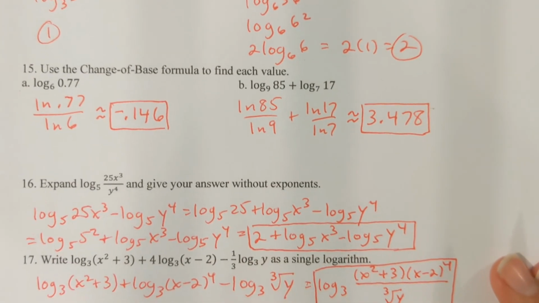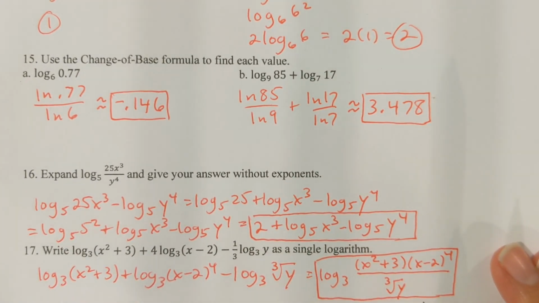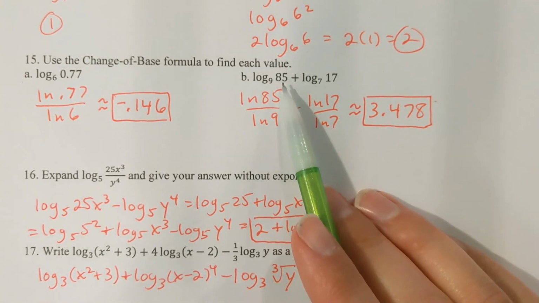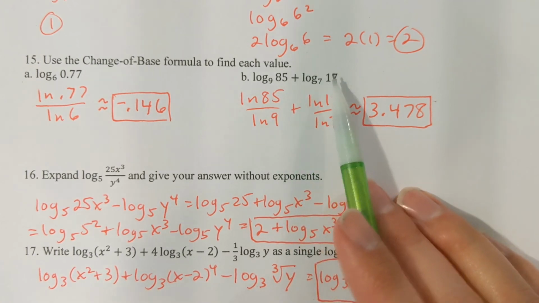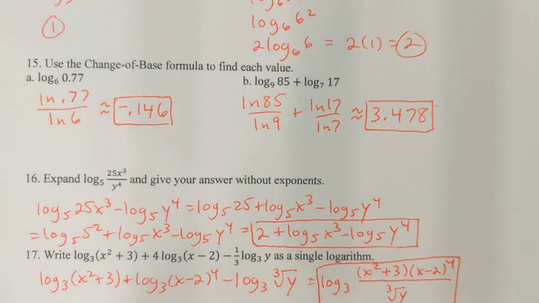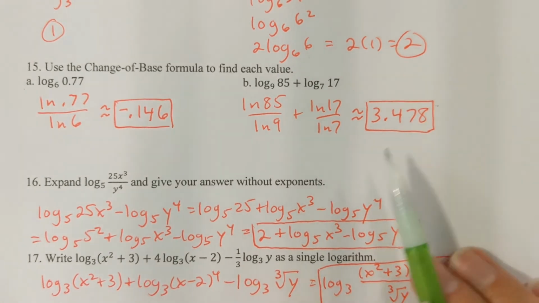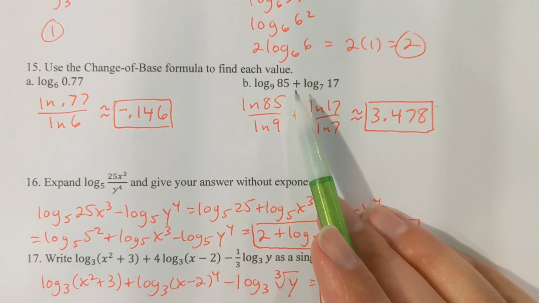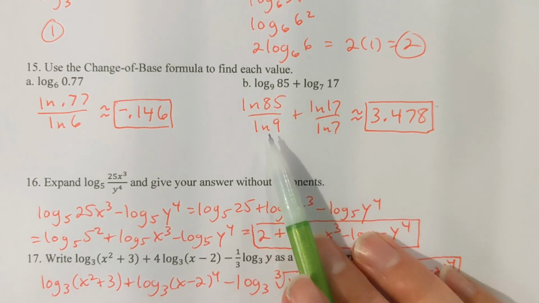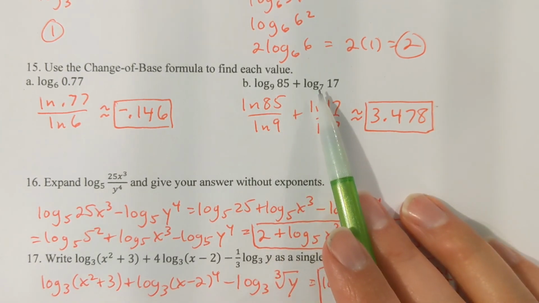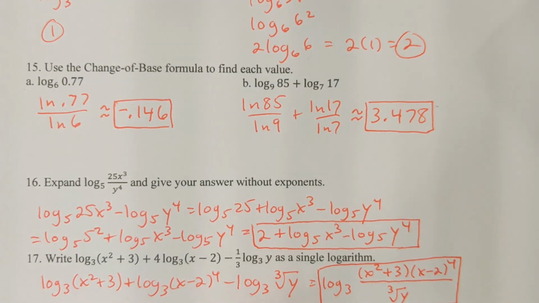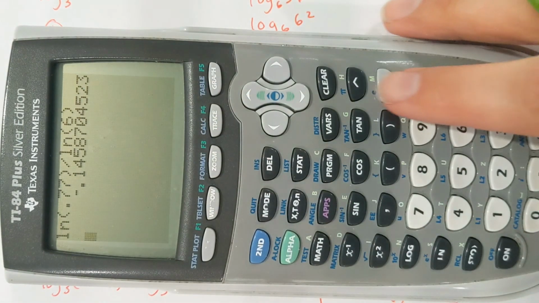Part B is another change of base problem here. So the reason why we're changing the base is 85 is not a power of 9, 17 is not a power of 7. So we'll want to change the base on both of these, actually. Log base 9 of 85, if we change the base to be base e, that would be equal to ln of 85 over the ln of 9. Log base 7 of 17, if we change the base to be base e there, would be ln 17 over ln 7.